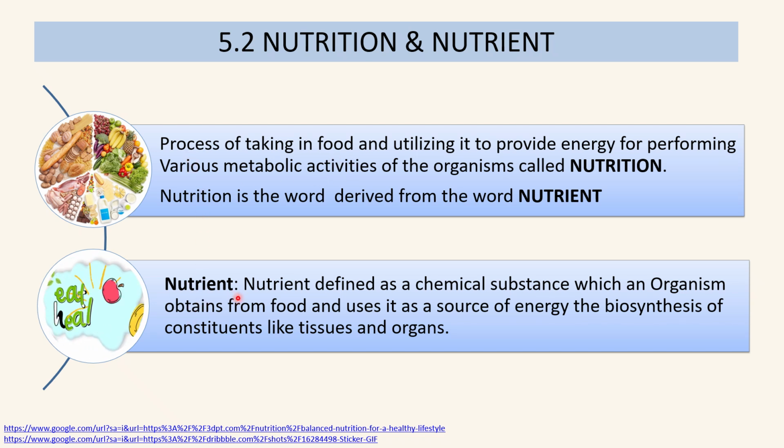Whereas nutrient are the chemical substances which an organism obtains from food and uses it to carry out the life process. So I hope it is clear to you. Nutrition is the process of taking in food, whereas nutrient are the chemical substances in the food that helps to perform the various life process. And this word nutrition is derived from the word nutrient.